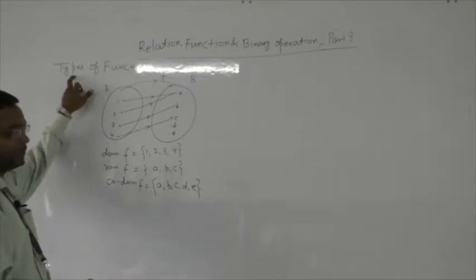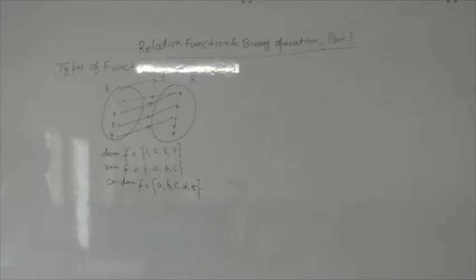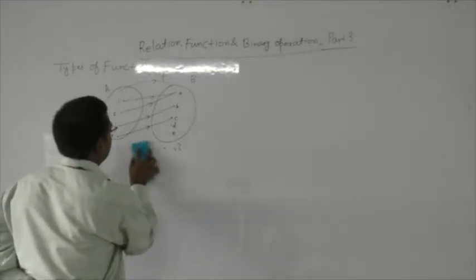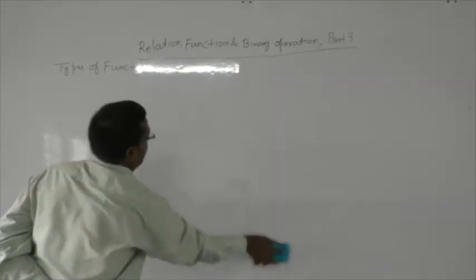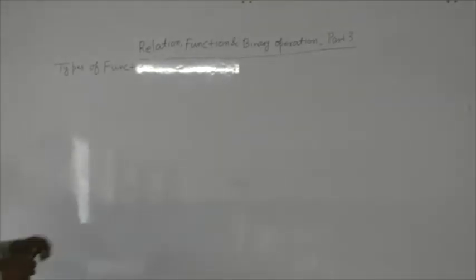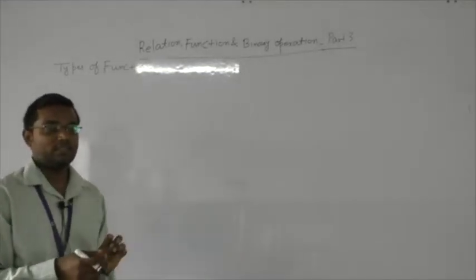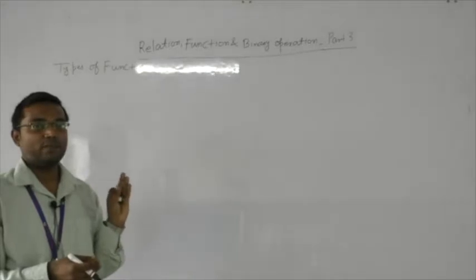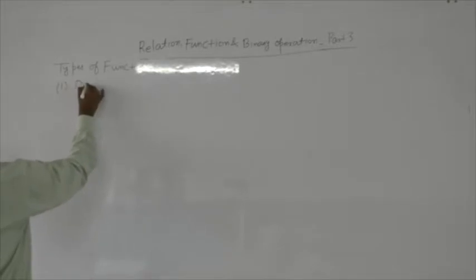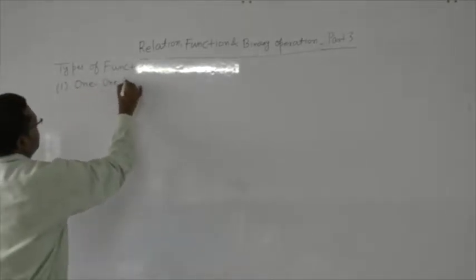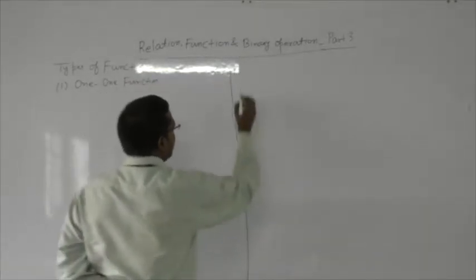Now we will see the types of functions. Basically we will see 4 types of functions: one-one function, onto function, many-one function, and into function. Let's start first with the one-one function, and here I will also write the many-one function.